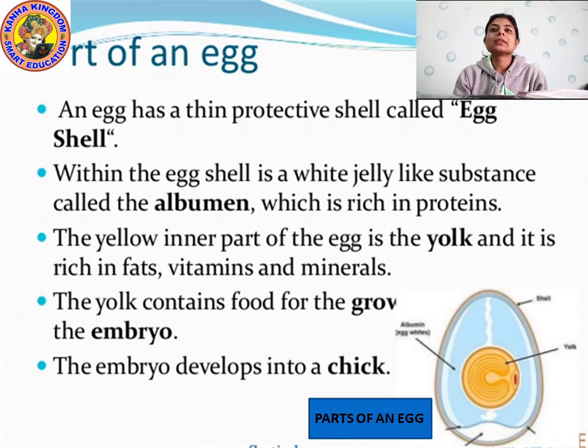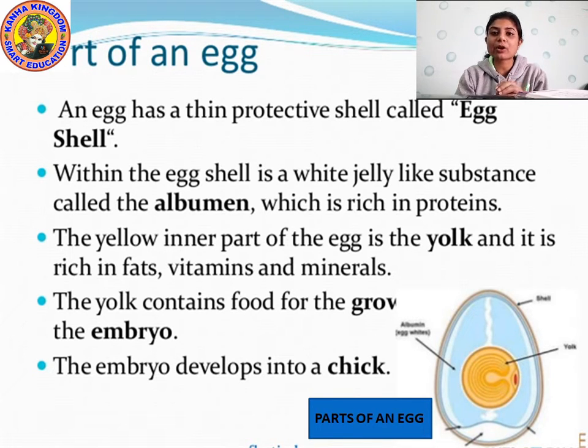Then the yellow inner part of the egg is called yolk, Y-O-L-K. You can see the yellow part in the picture. And the outer protective layer is called eggshell. The liquid-like substance present inside the eggshell is called albumen, which is very rich in protein. The yolk is rich in fats, minerals and vitamins. And in this yolk the embryo is formed.